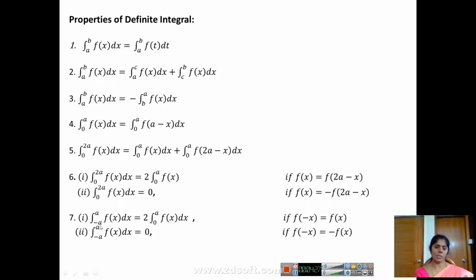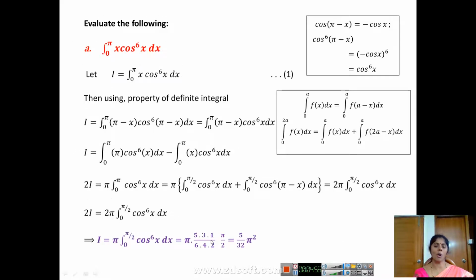Next one, integral minus a to a f of x dx is equal to 2 times integral 0 to a f of x dx if f of minus x is equal to f of x, or we can say if f of x is an even function. And the next one, integral minus a to a f of x dx equals 0 if f of minus x is equal to minus f of x, or the given function is an odd function.